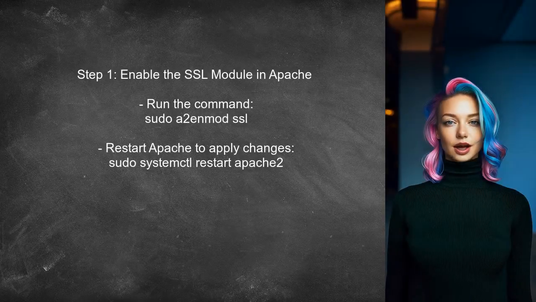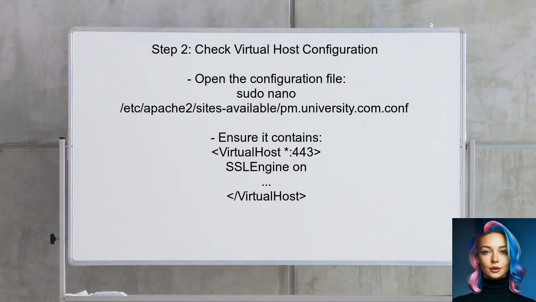To resolve the error regarding the SSLEngine command, the user should first ensure that the SSL module is enabled in Apache. This is crucial for SSL configurations to work properly. Next, the user should verify that the virtual host configuration file is correctly set up for SSL. This includes ensuring that the SSLEngine directive is present within the appropriate virtual host block.